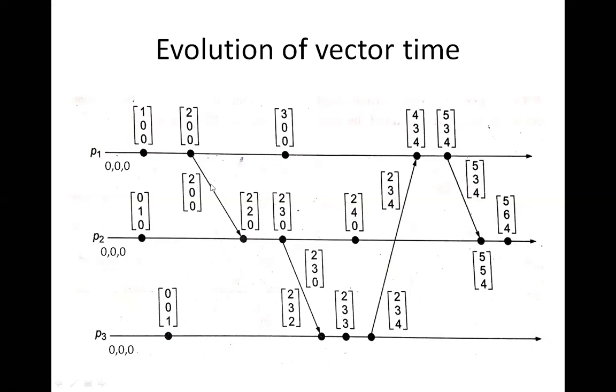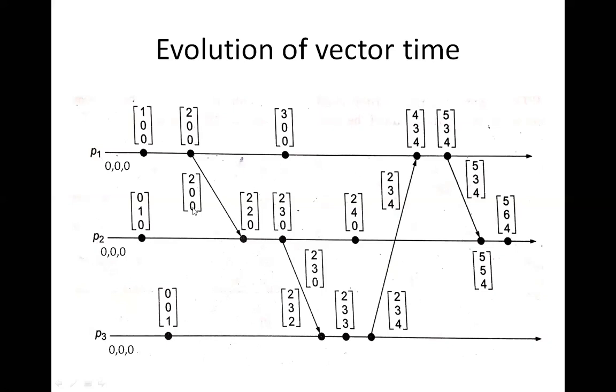So when this event P12 sends a message to process P2, it sends along with it its vector time, its timestamp, which is the vector time of this event. So it will send 200.